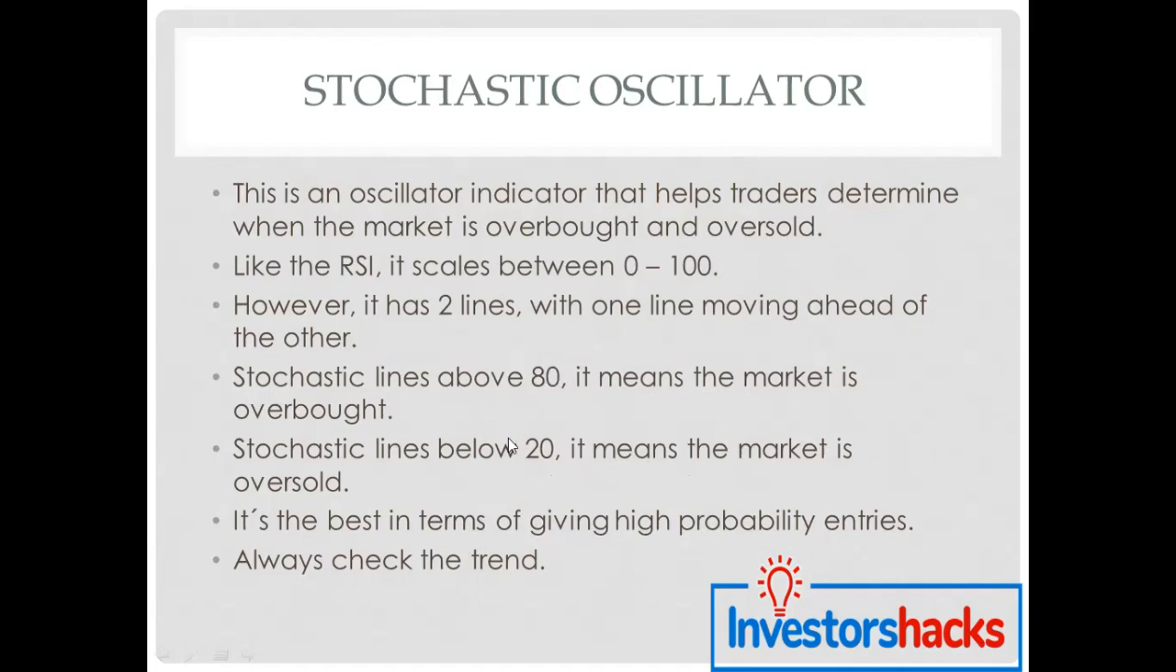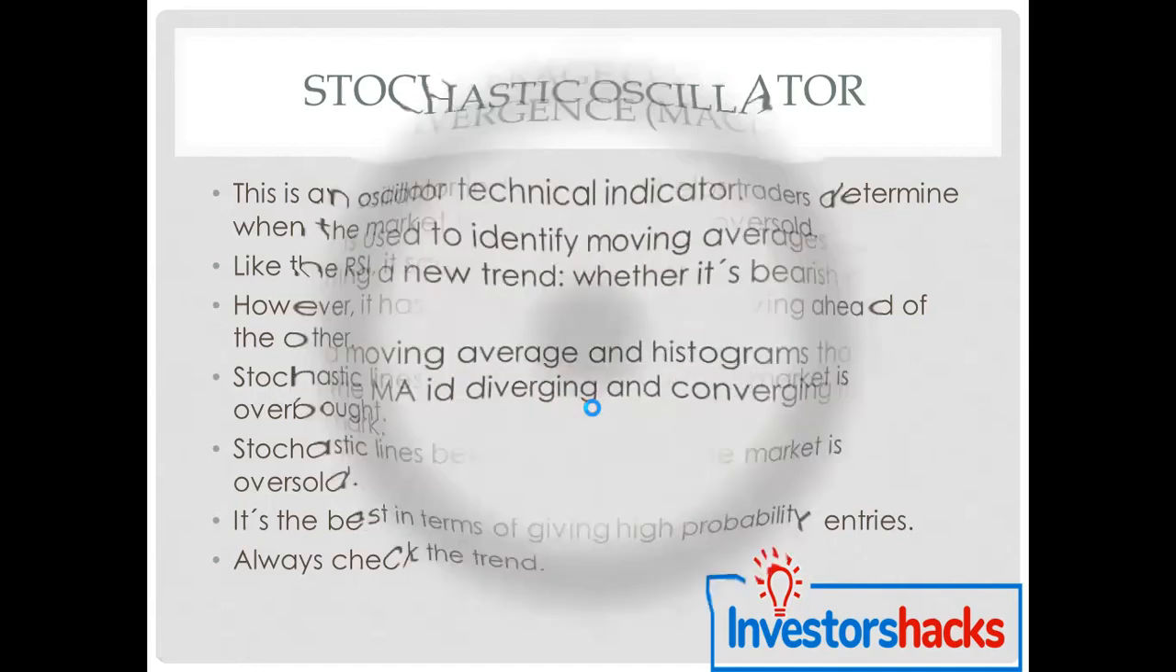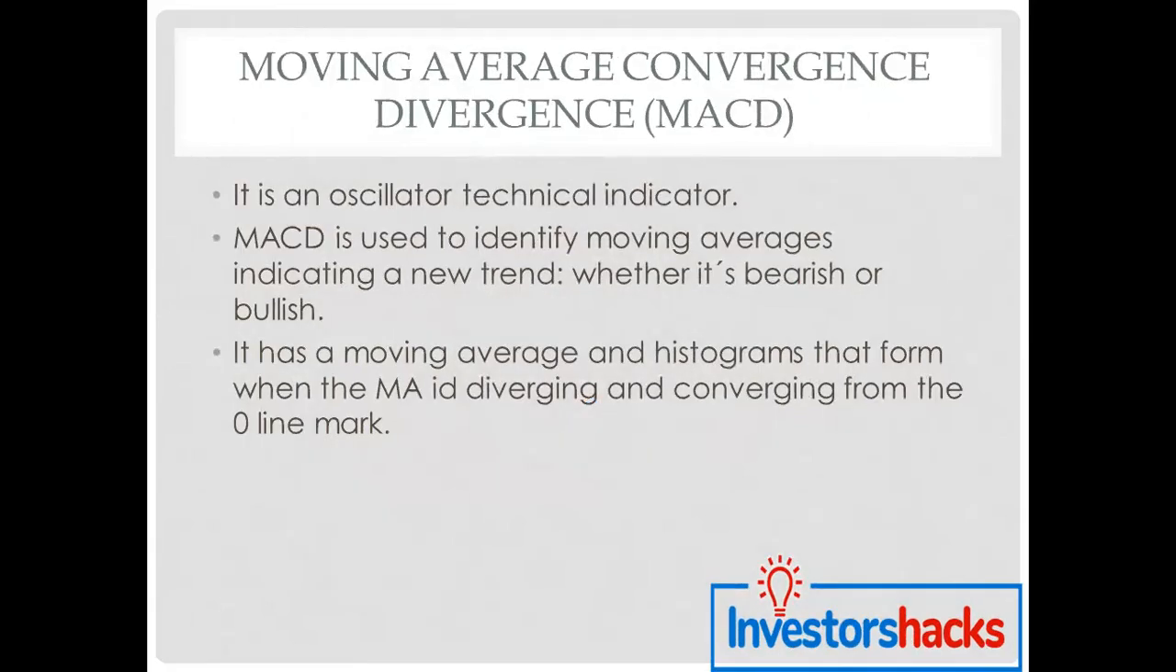But one thing with indicators, not only the stochastic, but all indicators, you need to always check the trend. Remember, I've been insisting on this, that the trend is your friend, okay? So I'll be able to show you how to use a stochastic oscillator in the live market. But before we do that in a demo account, let's look at the moving average convergence divergence, that is MACD.